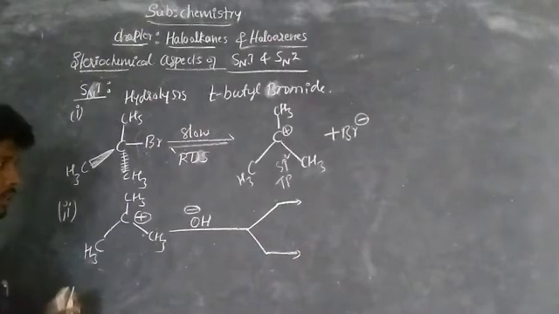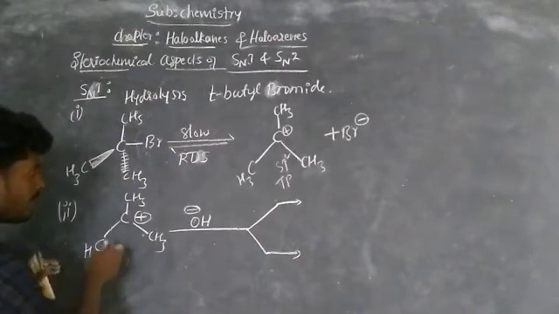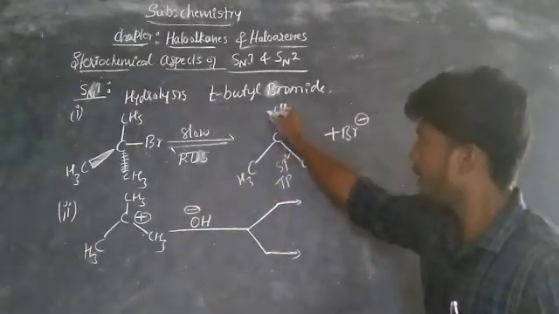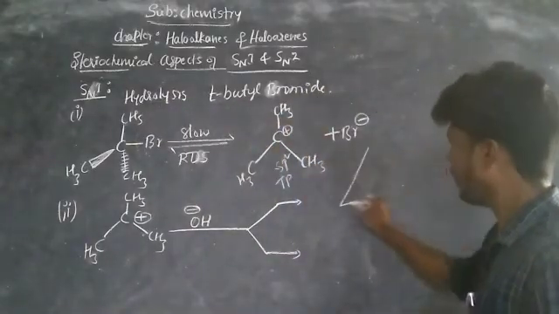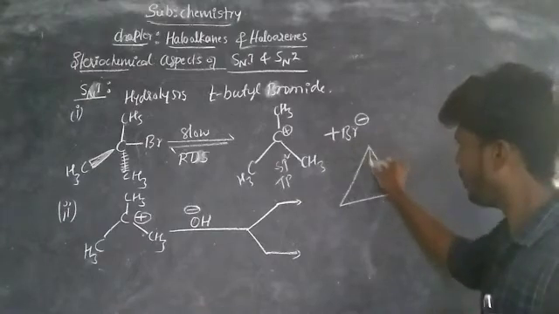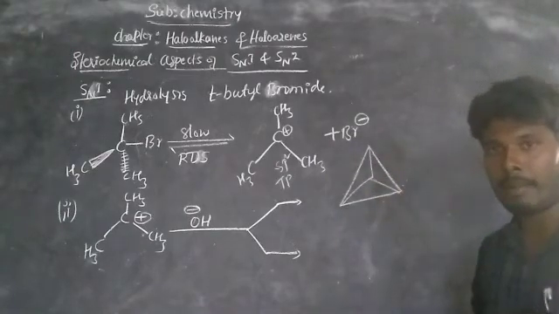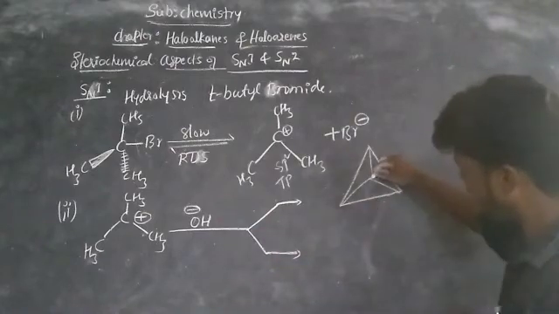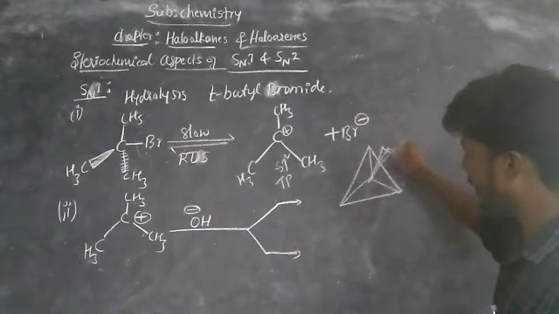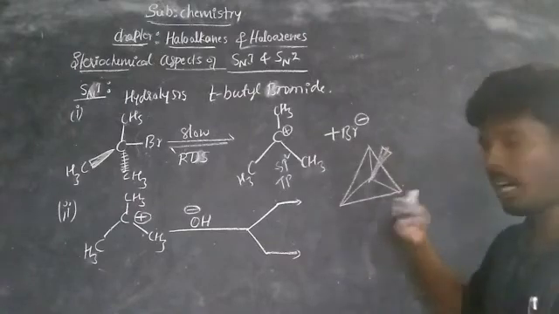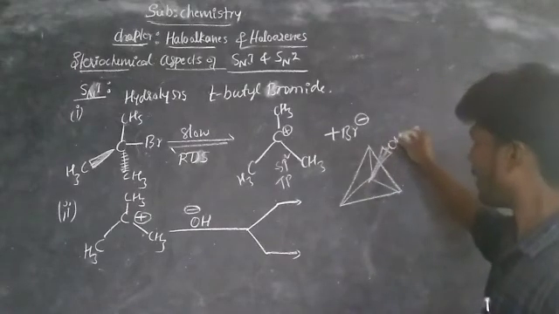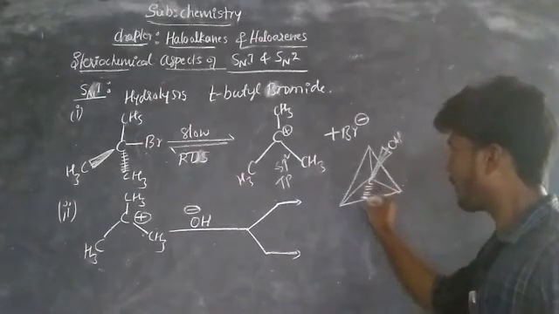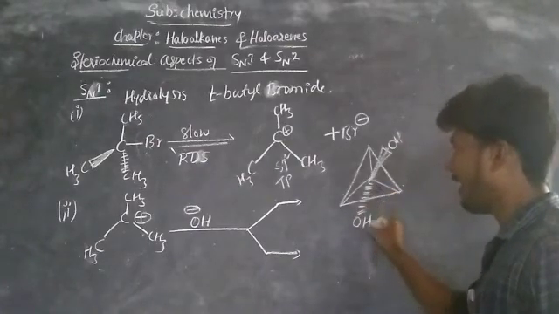Observe, what are those two compounds? Here this is planar, meaning like a triangle. Now we have two chances. The nucleophile, that is OH minus, will attack above the plane, or the OH minus will attack below the plane, like that.